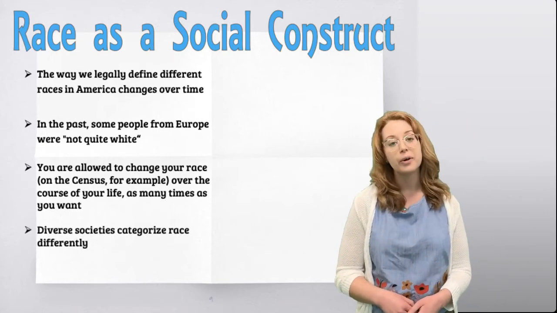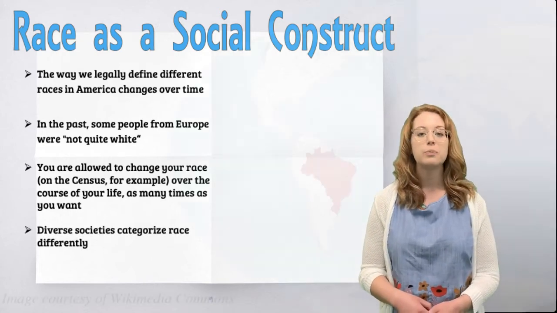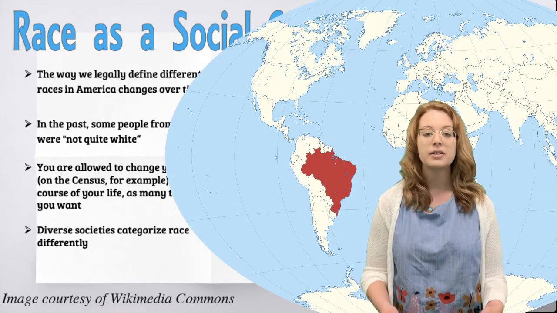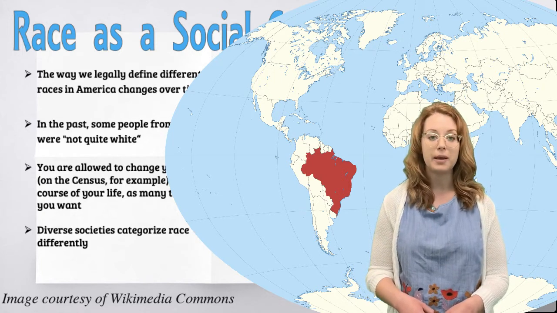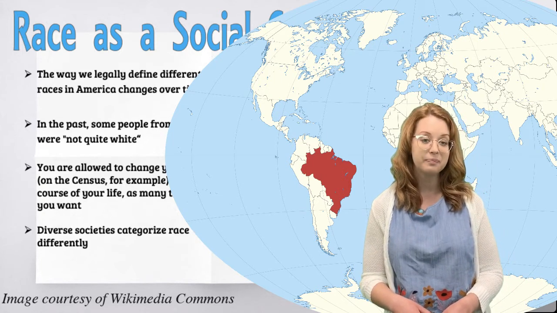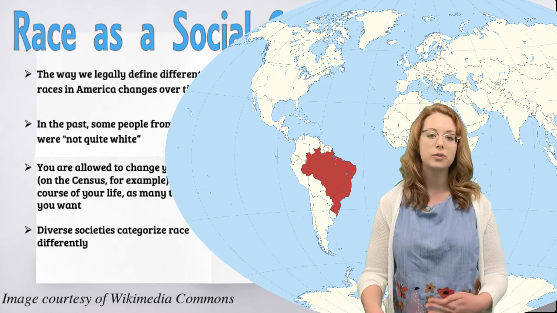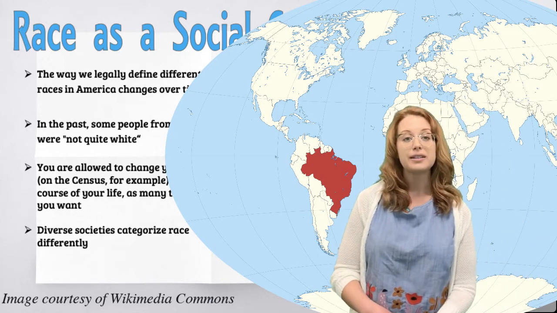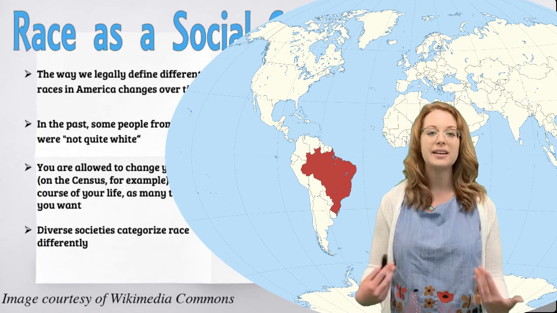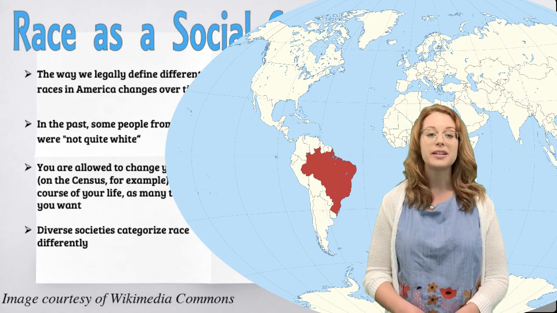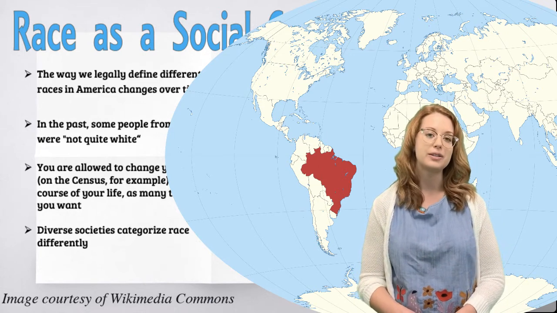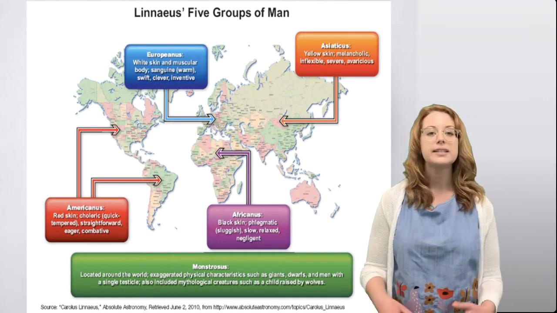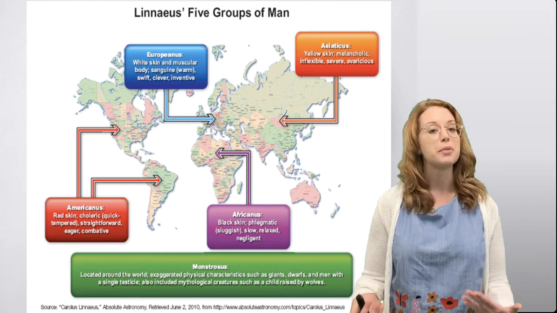Diverse societies categorize race differently. In Brazil, race is more tied to skin color than ancestry. So two siblings from the same family could be considered different races. In the United States, we normally associate race with your heritage. In fact, when researchers asked Brazilians to identify their race, 136 different skin tone variations were presented. In the 1700s, we start to see scientific racism emerge.